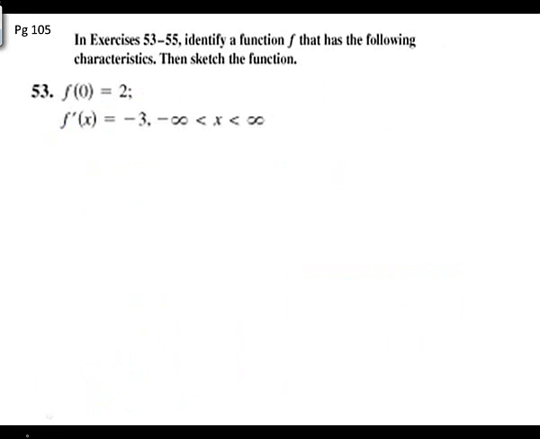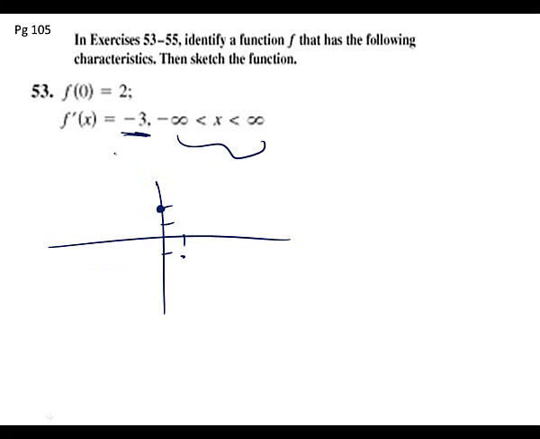All right. 53. Identify a function f that has the following characteristics, then sketch the graph of the function. Okay, so it says that I have this point (0, 2). So I'm going to go out 0, up 2. So that point is on the graph. What is it telling you the slope of the graph is? Always, right? That's negative infinity to infinity. So it must be a line. So I'm going to go down 3 and over 1 and draw a graph. That's it.